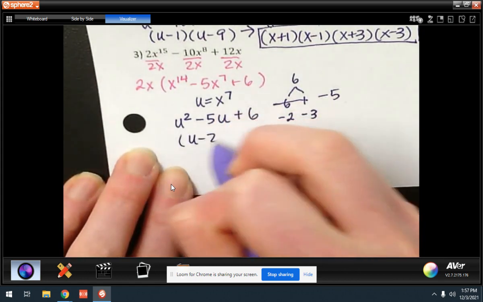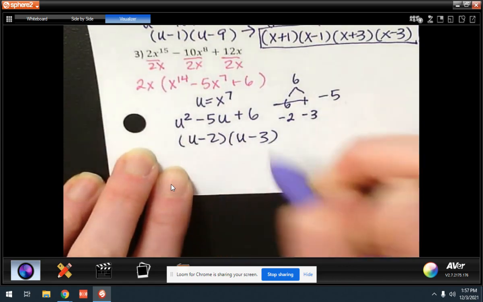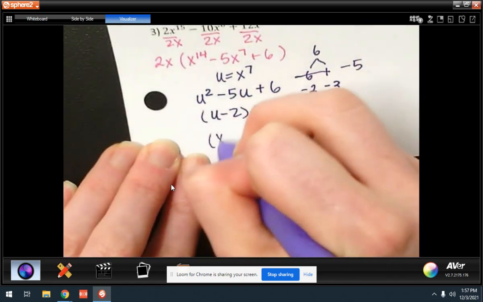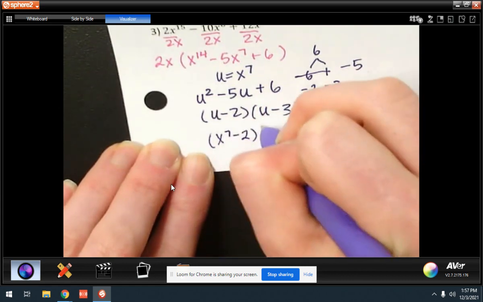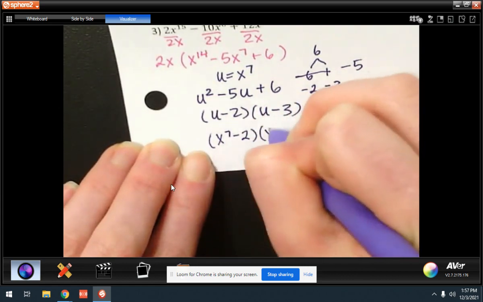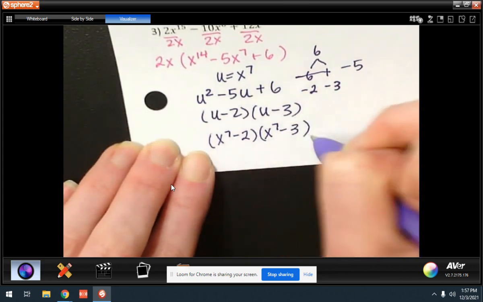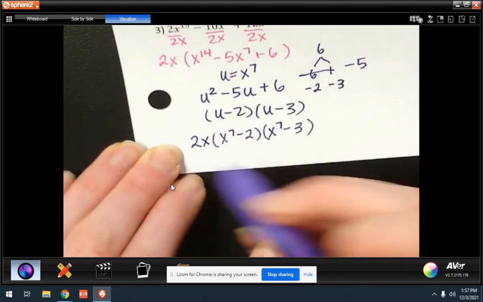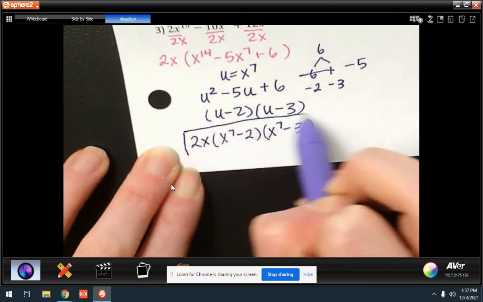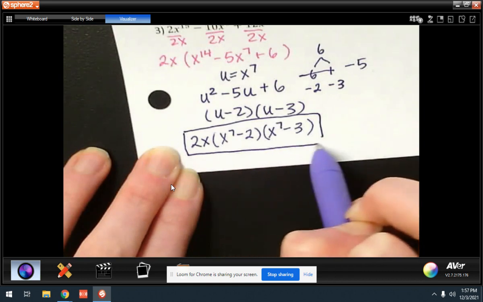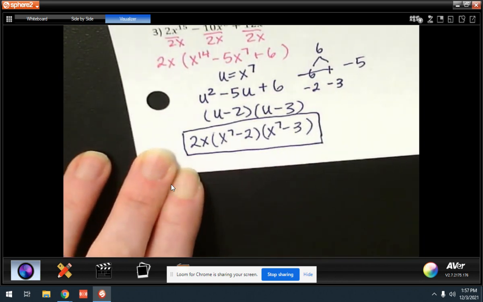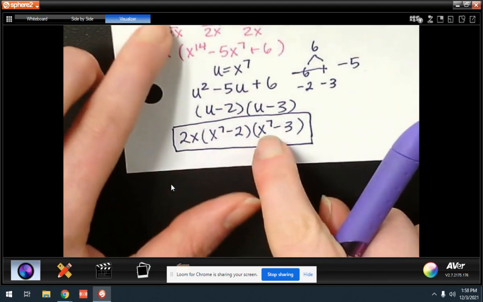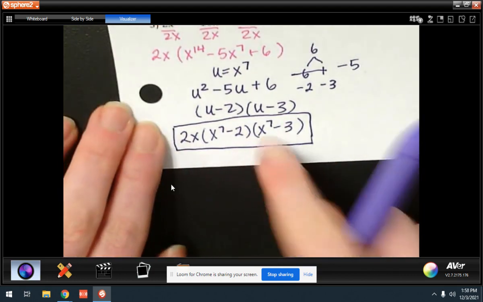Okay, so U minus 2, U minus 3. Don't leave that in your final answer. We got to put the x to the 7ths back. And those are not factorable, by the way. And then bring the GCF back for the final answer and put a box. 2x times x to the 7th times x to the 7th would get us back to 2x to the 15th, so we did it right.